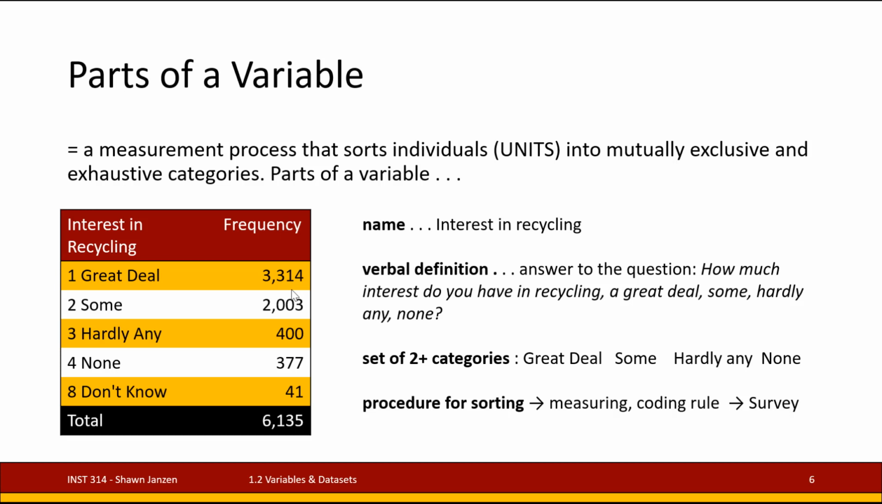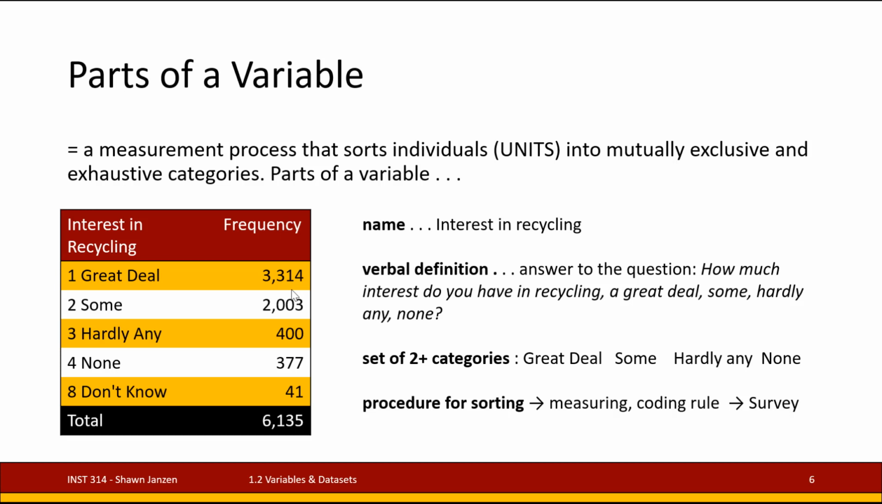Exhaustive means that we have completed as much as we can for the different types of categories. So if we said primary colors, all we have to say is yellow, red, and blue. If I said numbers 1 to 10, then number 11 doesn't have to be part of that because it's not a number 1 to 10. So the different parts of a variable consists of the name. What is it? In the case of the example on the screen, we have an interest in recycling. This variable is measuring someone's interest in recycling. That variable has some sort of definition.